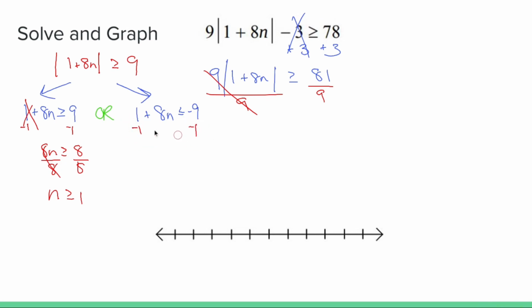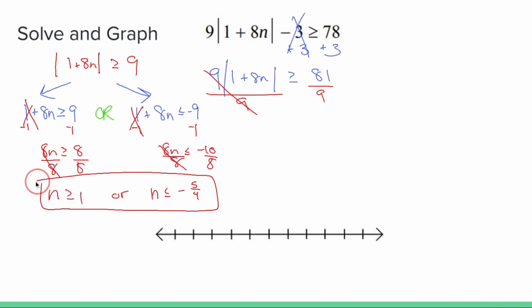This one, not so much. Subtract 1, subtract 1. 8n is less than or equal to negative 10. Divide by 8, divide by 8. And n is less than or equal to negative 10 over 8, which simplifies to negative 5 over 4. And the word or is in between. Okay, so that's my guide.